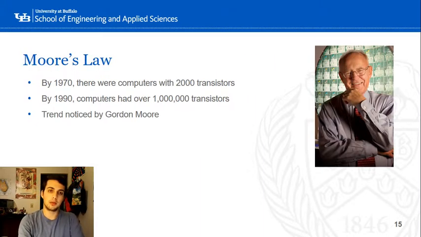And so by the 1970s, the number of transistors in computer processors was up to 2,000 transistors. And then by the 90s, there were over 1 million transistors in computers. This trend of ever-increasing number of transistors in microprocessors was noted by Gordon Moore, an American electrical engineer who later went on to found Intel.